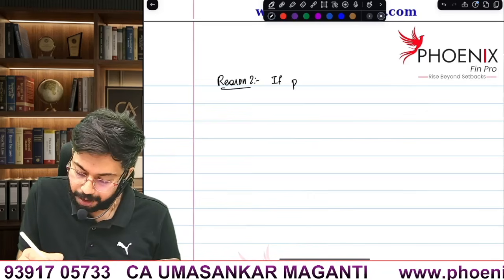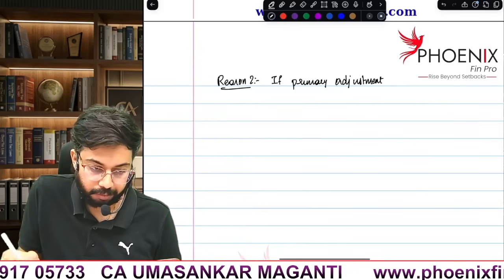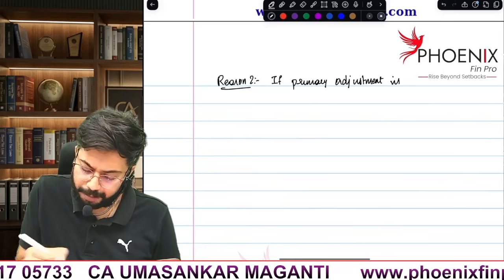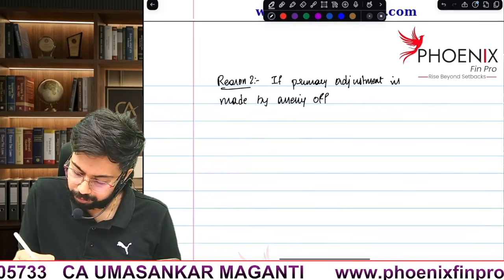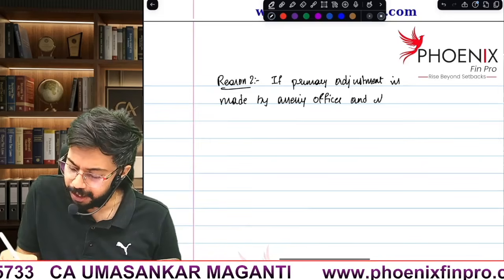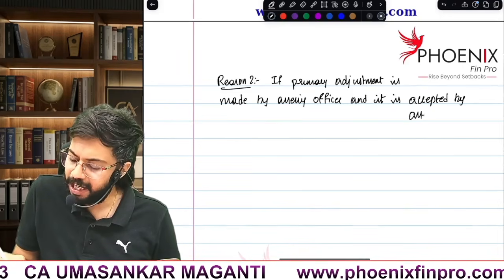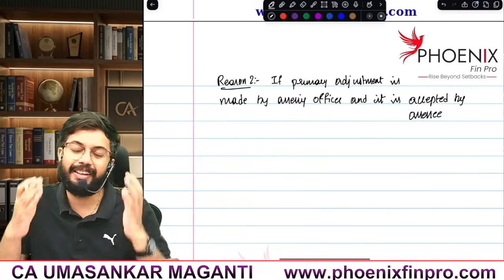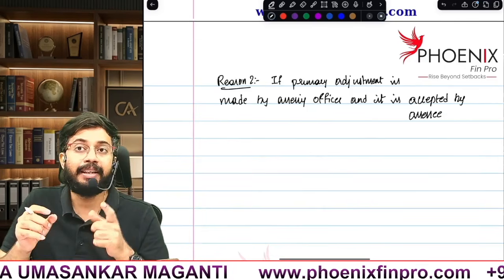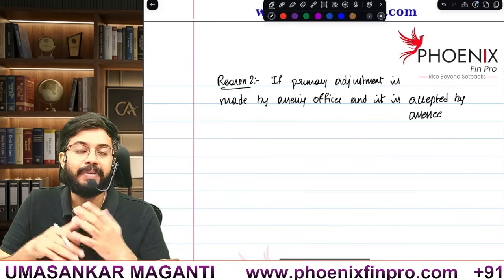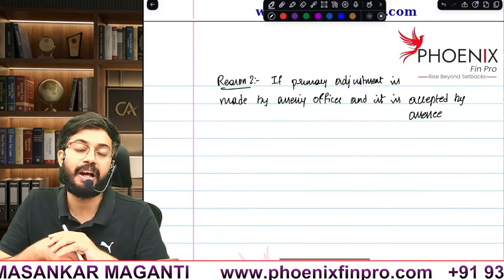If primary adjustment is made by assessing officer and it is accepted by SSC. That means AO made primary adjustment. SSC, why have a headache with the assessing officer? SSC accepted the primary adjustment. Whenever SSC accepts primary adjustment made by assessing officer, and if the primary adjustment amount is more than 1 crore, SSC should bring back, repatriate, excess money to India within 90 days.